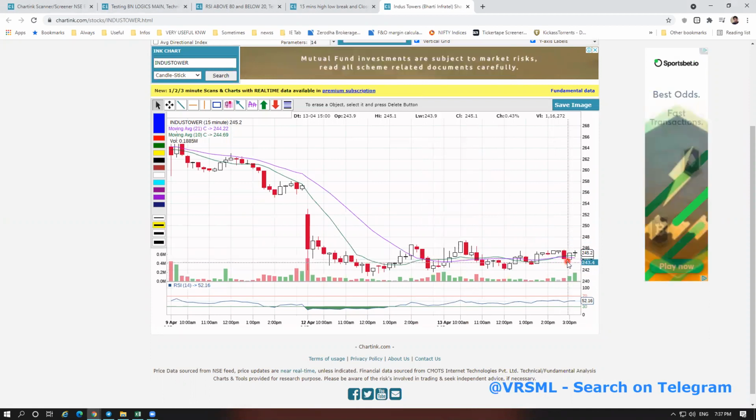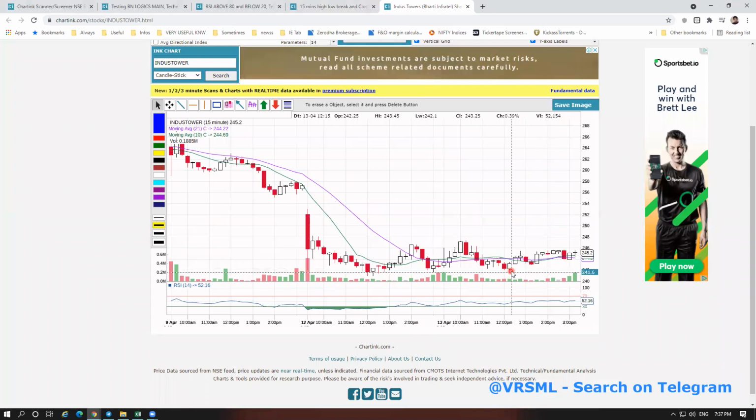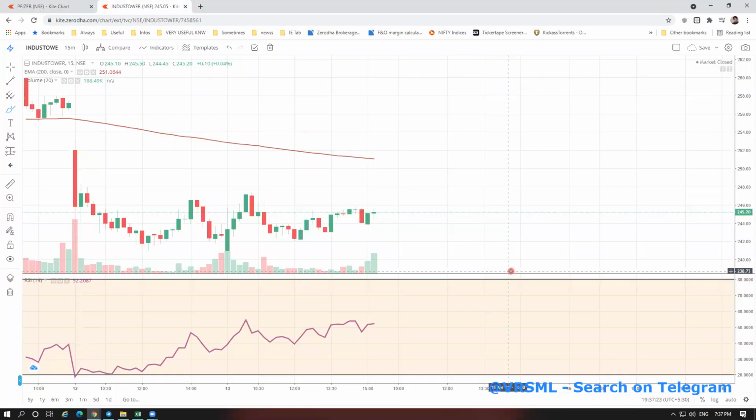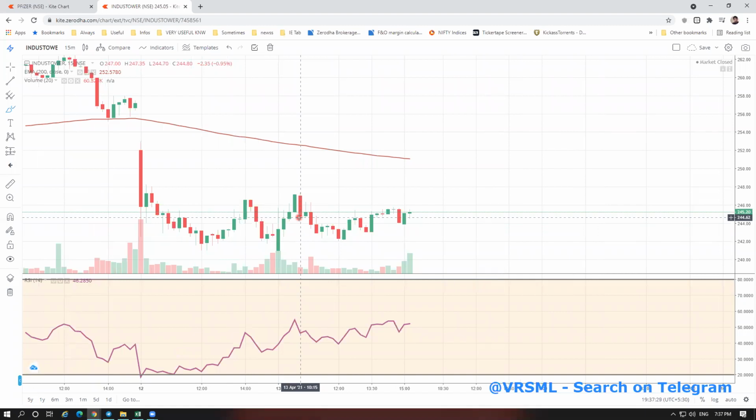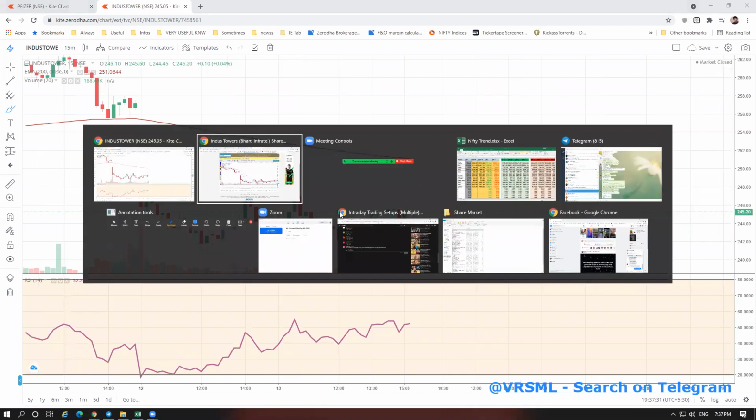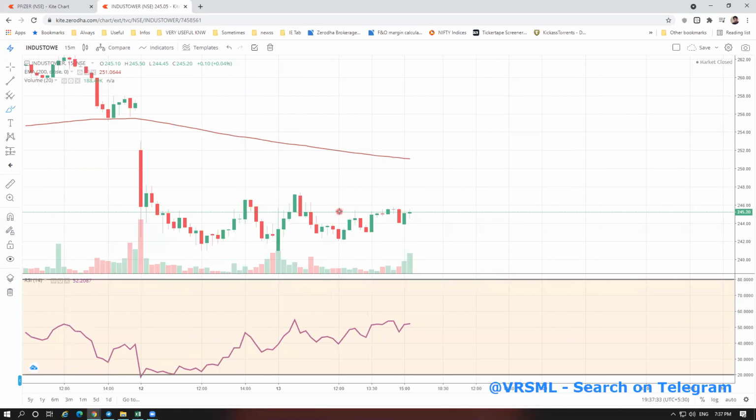Okay, so if you get a good setup in Indus Tower tomorrow, you take it, because it's a consolidation for me. It's a trend, a good stock for me for a tomorrow trend. Okay, fine. So moving on to the next scanner.